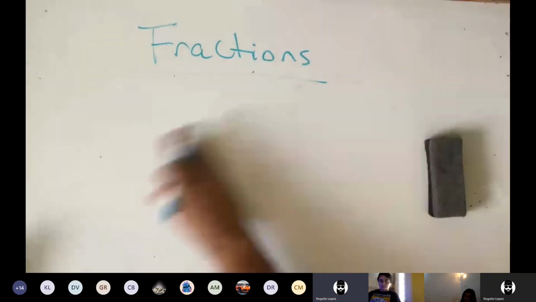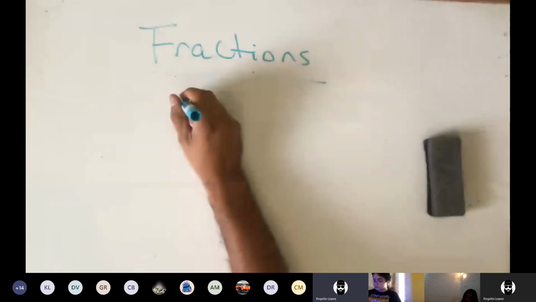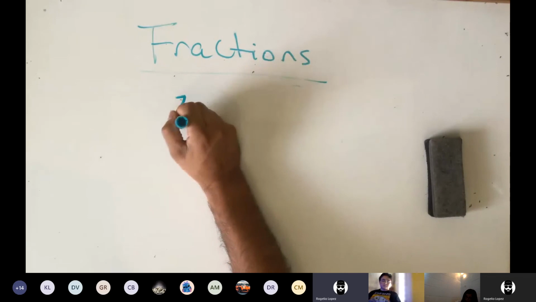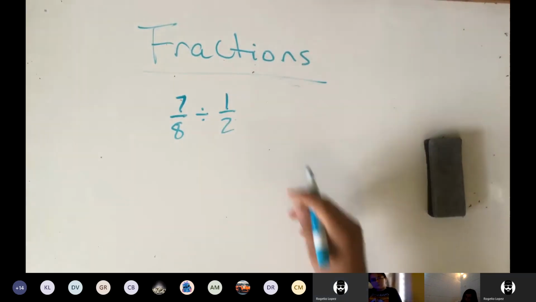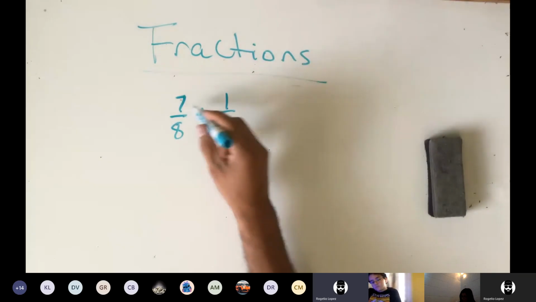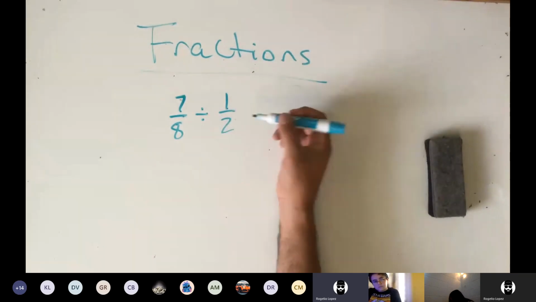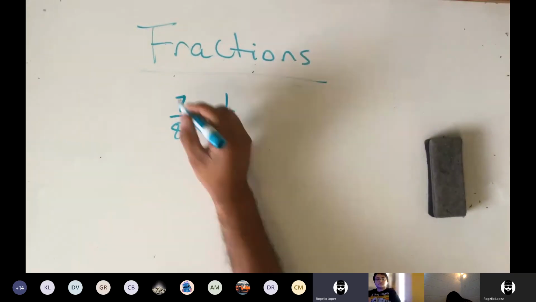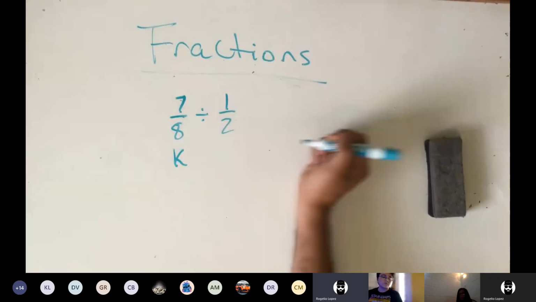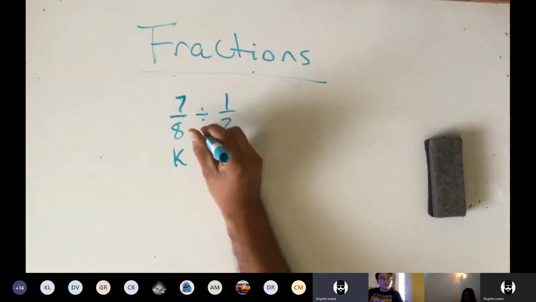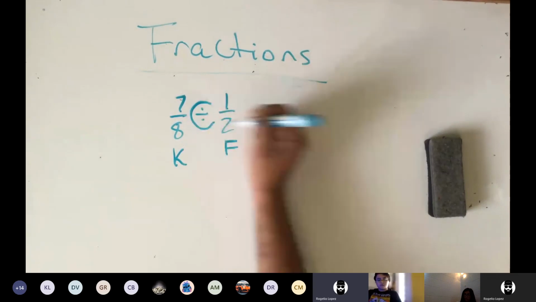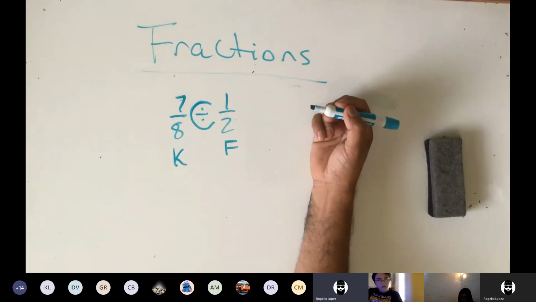Division and multiplication are pretty much the same. Let's say I have 7/8 divided by 1/2. Well, I can't go straight across. I can't do any of that. What I have to do is keep this fraction, flip this fraction, and change this guy to multiplication.